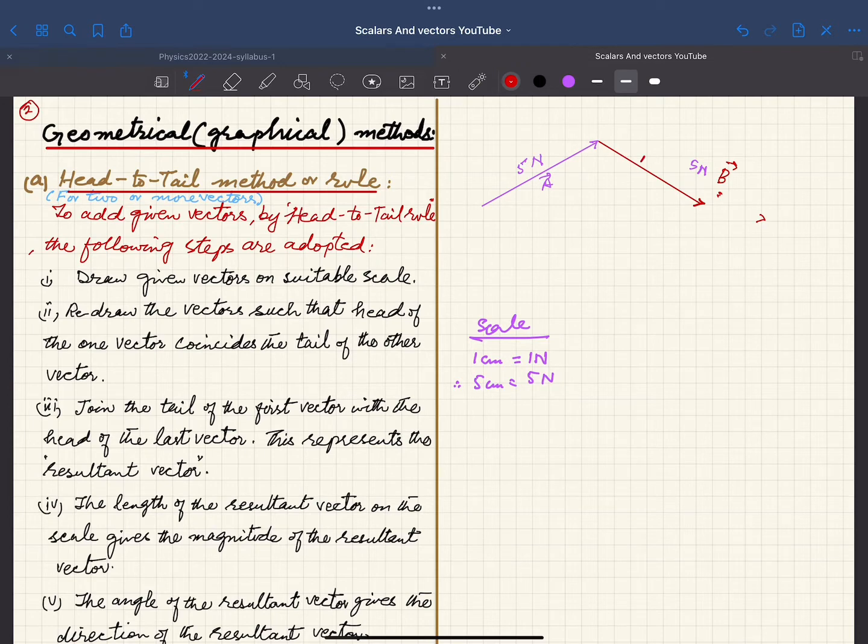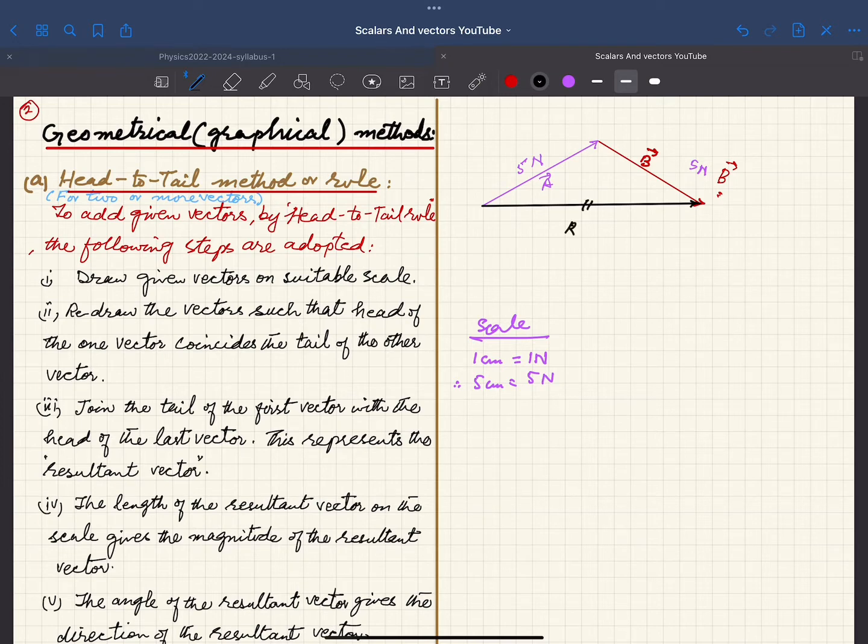Here you have vector B, here you have vector A, and this vector, as I said, is drawn in such a way that the head of this vector will coincide with the tail of the other vector. The last step is that you will draw another vector in such a way that the tail of this last vector will coincide with the tail of the first one, and the head will coincide with the head of the last vector. So something like this you will have in this case. This vector which you are drawing here will be the resultant vector.